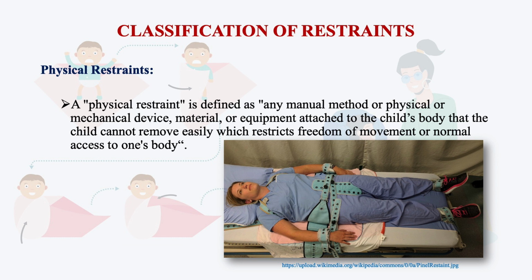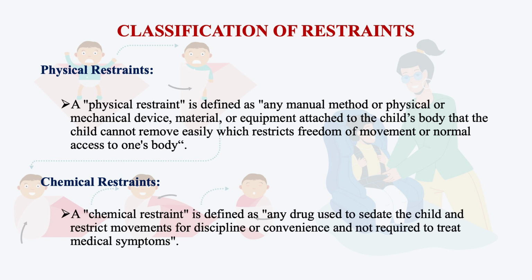The other type of restraints that can be used are chemical restraints. A chemical restraint is defined as any drug used to sedate the child and restrict movements for discipline or convenience and not required to treat medical symptoms. Basically chemical restraints are used for psychiatric patients, commonly not used for pediatric clients.